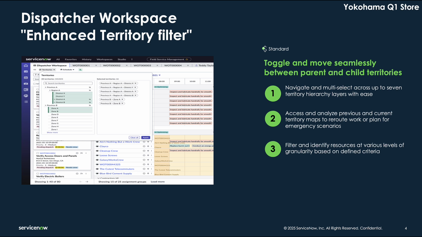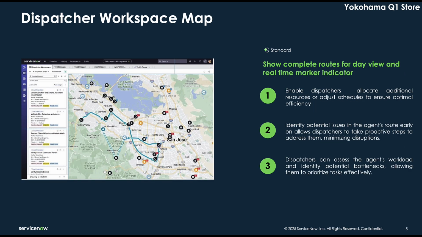The enhanced territory filter will allow users to select multiple territories through a hierarchy structure. This will then allow the dispatcher to navigate seamlessly from a parent to a child territory. Improvements have also been made to the map to display routes very clearly and organized on a map interface with markers and lines indicating the path, with the ability to have a distinct visual between previous and pending routes.